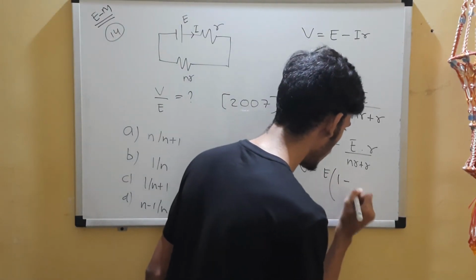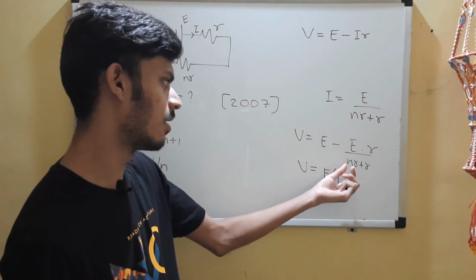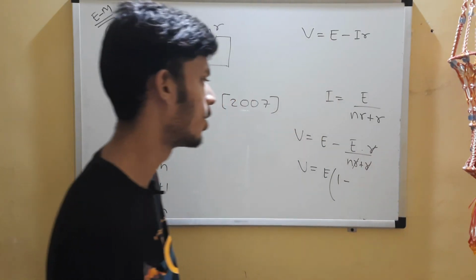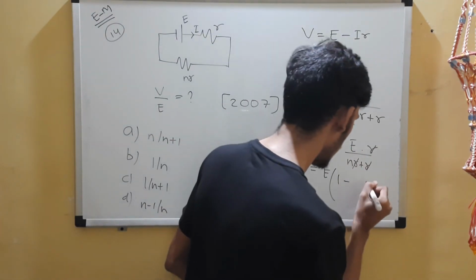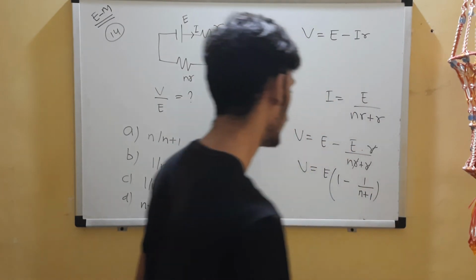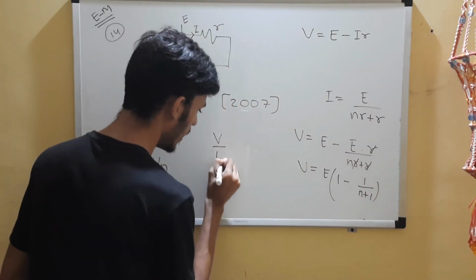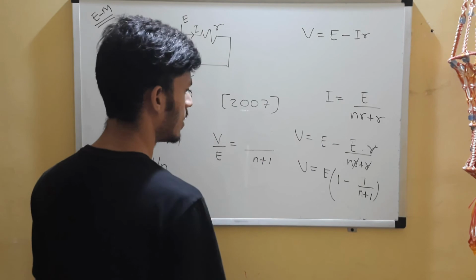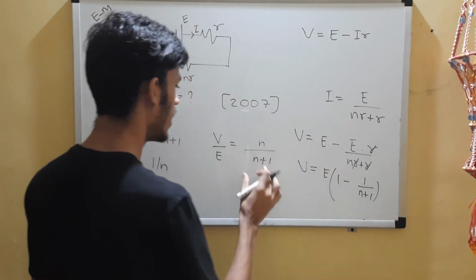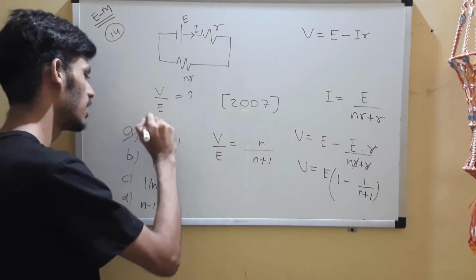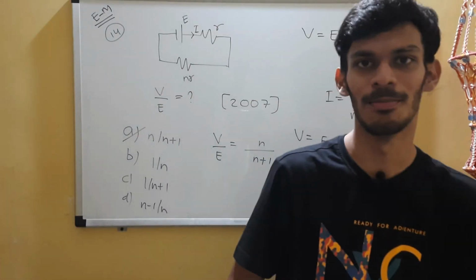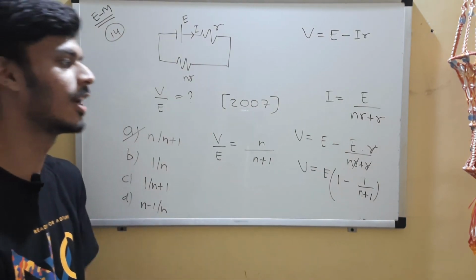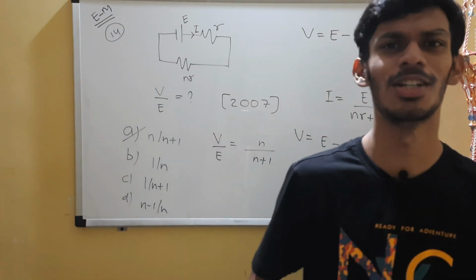So 1 minus, and you can see that this R can be taken common, and this can cancel with the R on top. Now we are left with 1 divided by n plus 1. So we want the ratio of V by E, and it will be simply, let's take the LCM, n plus 1. So n plus 1 minus 1, that will be n, right? So n divided by n plus 1 is the ratio of terminal voltage to the EMF of this cell. So we just used this equation, found the current in the circuit, and then hopefully by manipulating it we got our answer. Okay, over to the next question.